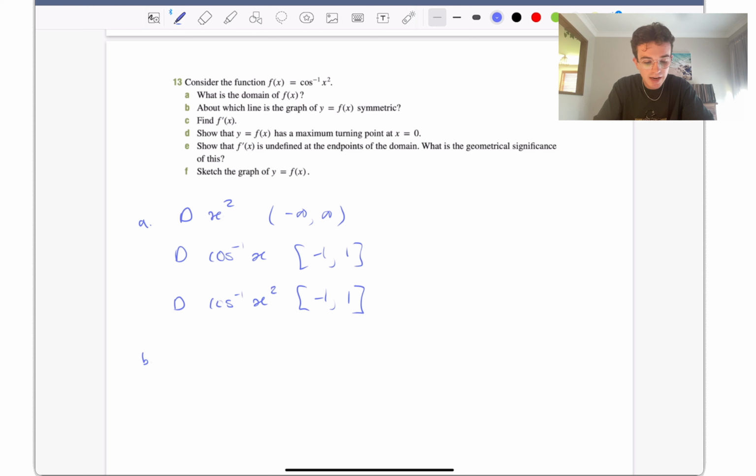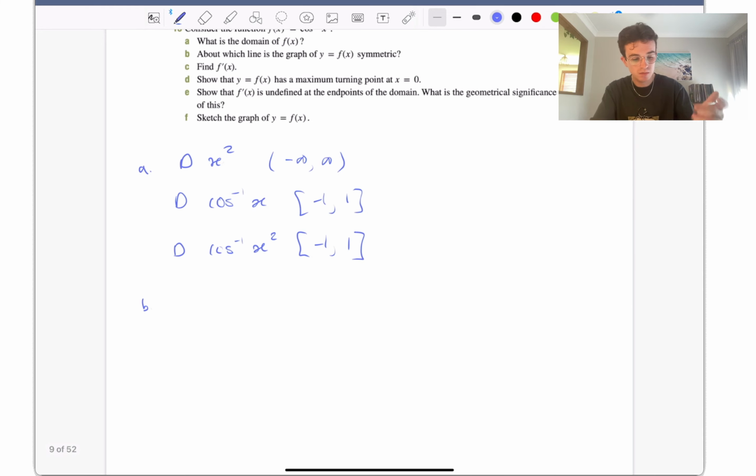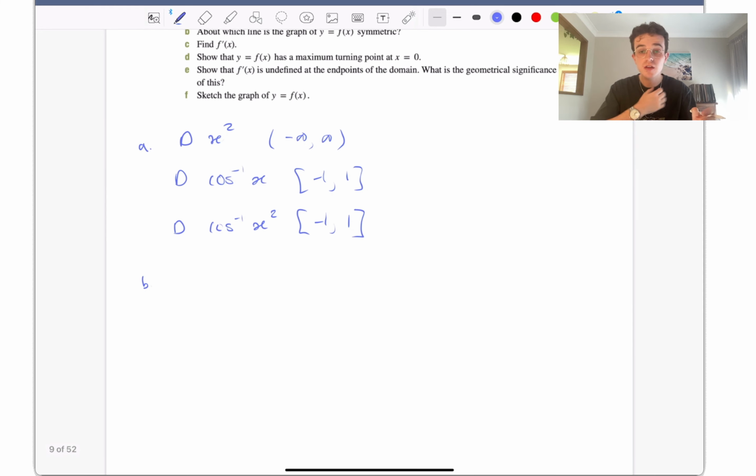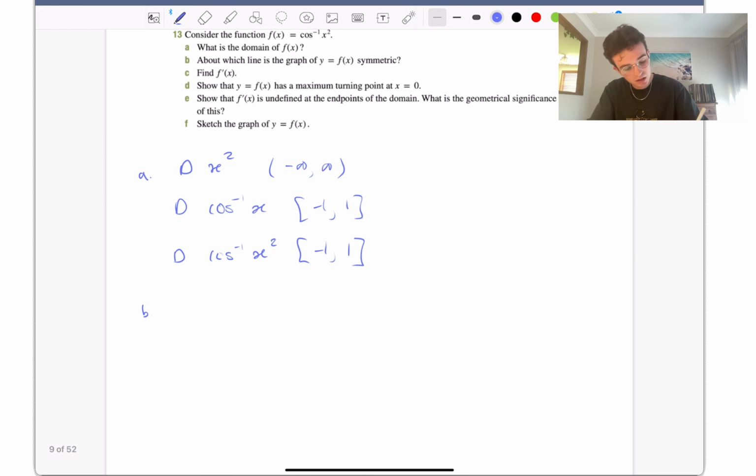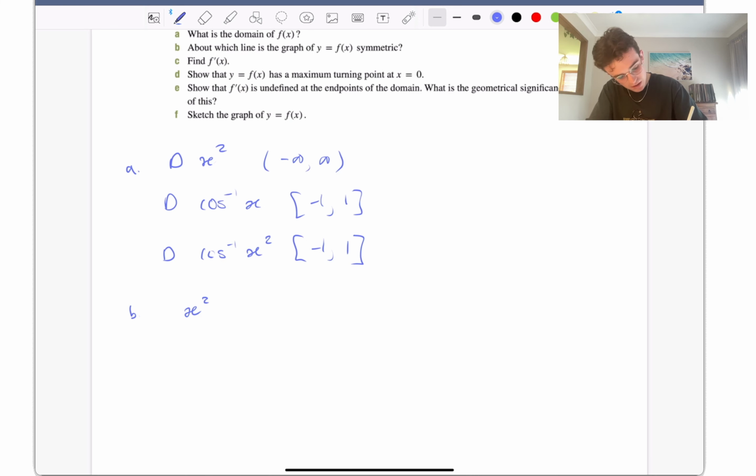Part B, about which line is the graph symmetrical? Well, let's think about what this graph is going to do. We know that the graph of y equals x squared itself is symmetrical. We also know that cos inverse of x is also symmetrical. But what we also know is that x squared makes any number positive.